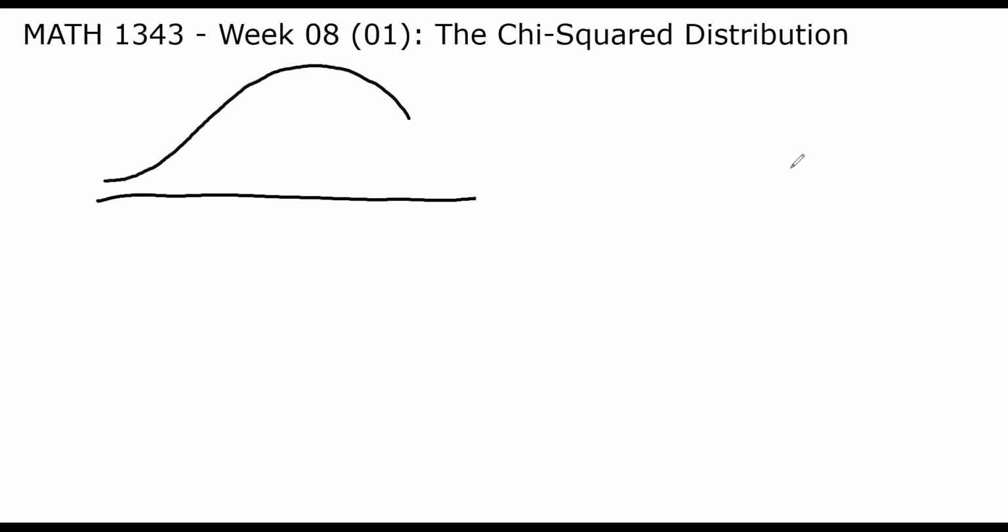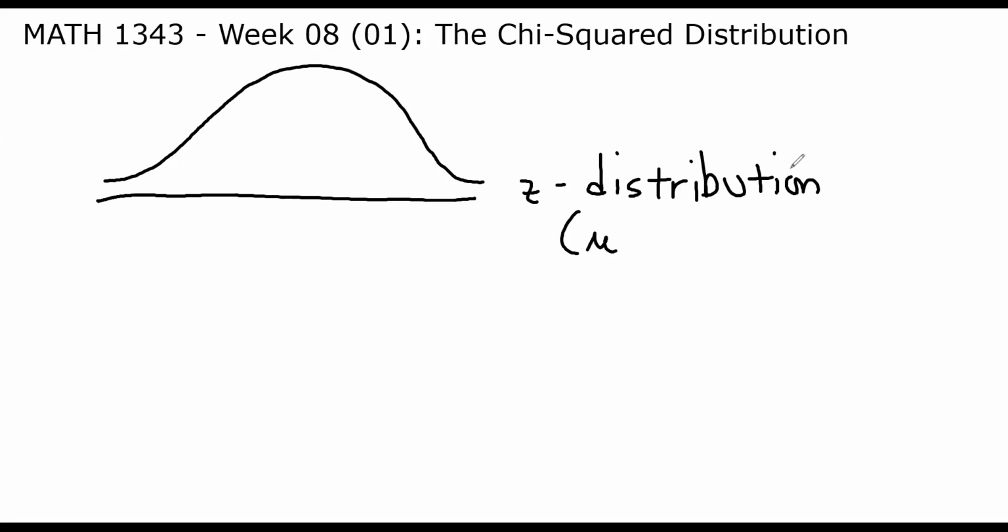Now, before we get to that distribution, I want to compare what it looks like compared to what we've seen previously. So far, we've seen two types of distributions. The first was the Z distribution. And the Z distribution, whose formal name is the standard normal distribution, is a normal distribution, also known as a bell curve, whose mean is 0 and whose standard deviation is 1. And so whenever we draw the Z curve, if you will, we always put a 0 in the middle.